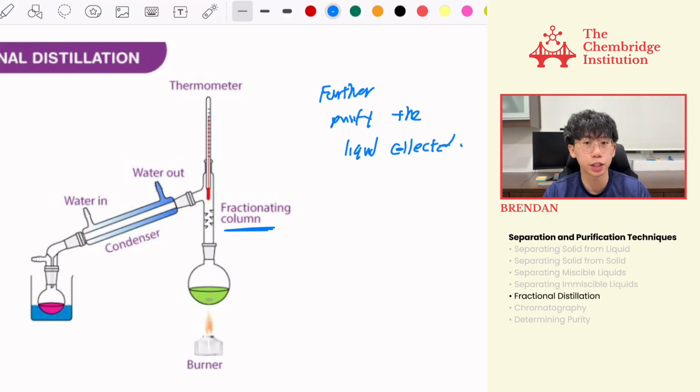Remember, in simple distillation, it's very difficult to control the gases that evaporate below their boiling points and condense later on. But with a fractionating column, you can control this slightly better, and therefore gases that haven't really reached their boiling point will not condense into the conical flask. Instead, they will condense on the fractionating column, and they will not reach the conical flask because of this.